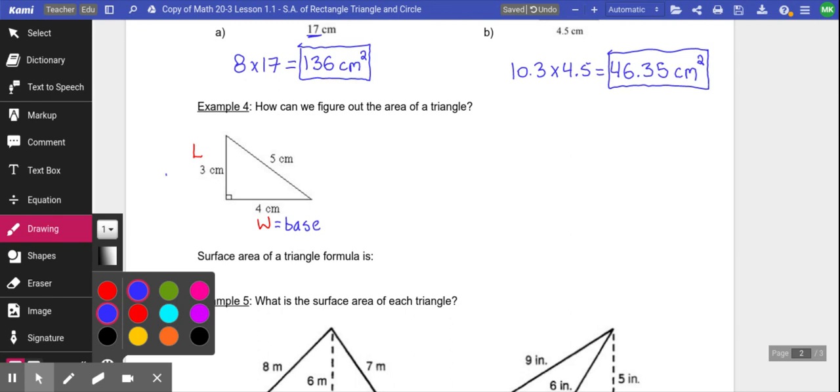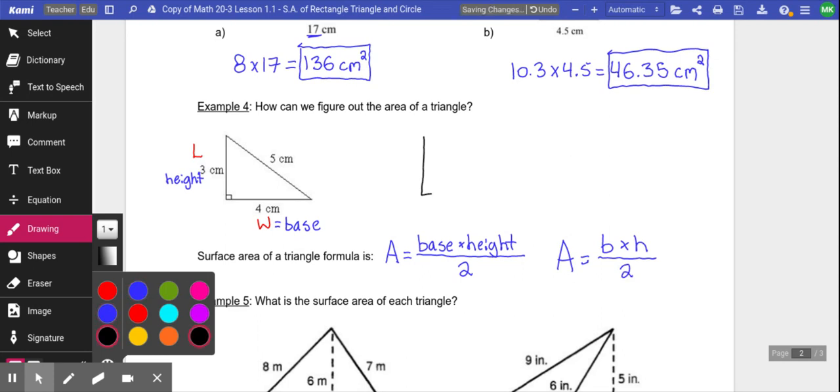And we have to call it height. So our formula for a triangle is base times height divided by 2. Why do you divide it by 2? I'll show you. Half a square. Yeah, that's actually exactly what it is. I'm going to do it with just letters, so B times H divided by 2. The reason why is because a triangle is always just half of a square.